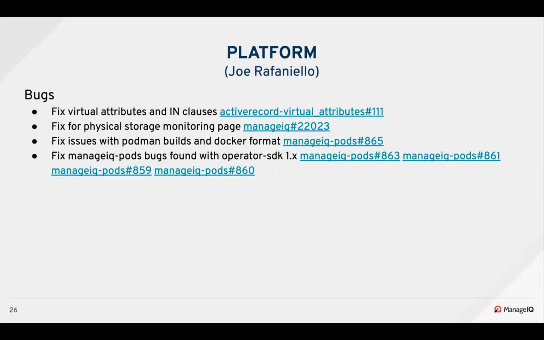For bugs, Keenan fixed an issue with Rails 6.1 where some of our virtual attributes were failing to generate SQL. Next, Tony fixed an issue on the physical storages monitoring page, so it can now show policy events in addition to the already shown event streams. Jason fixed an issue where builds were failing on Podman environments that weren't S390X. And then Brandon fixed several bug enhancements found while he was upgrading to the operator SDK 1.x.